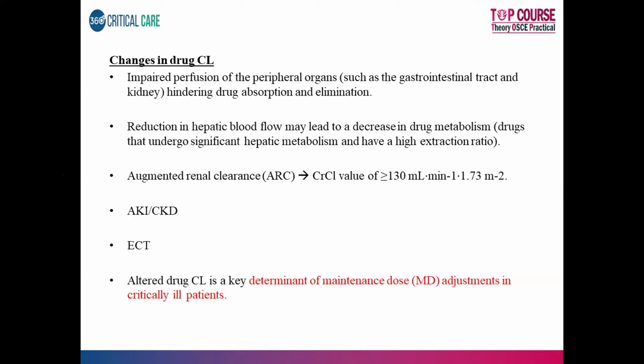Fourth, if the patient has underlying acute kidney injury or chronic kidney disease, then the drug clearance will be hampered. And the fifth one is your extracorporeal therapy. What happens in extracorporeal therapies, I will discuss in the coming slides. So why are we worried about the altered drug clearance? Because it is a key determinant of your maintenance dose adjustments in critically ill patients. So accordingly, depending upon the clearance of the drug, you are going to adjust your maintenance doses.